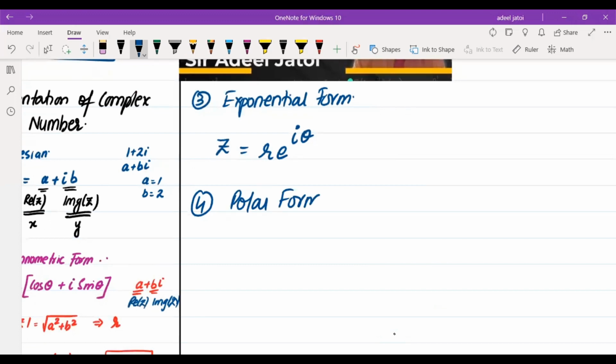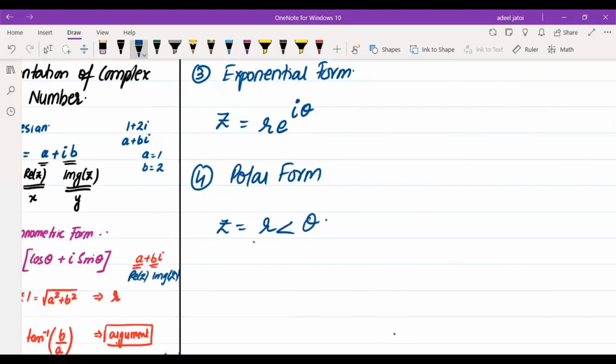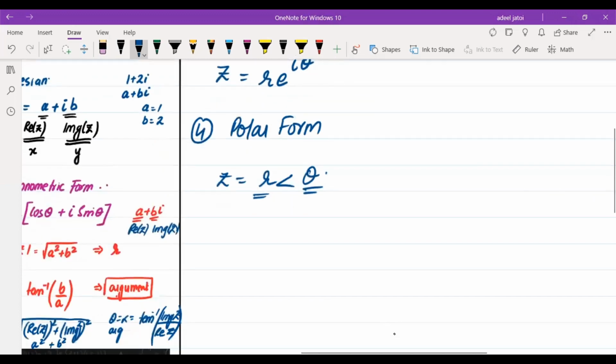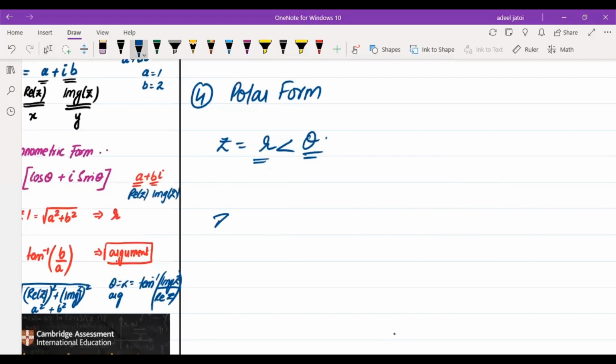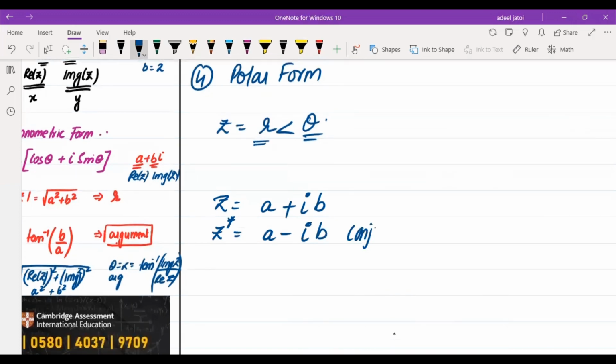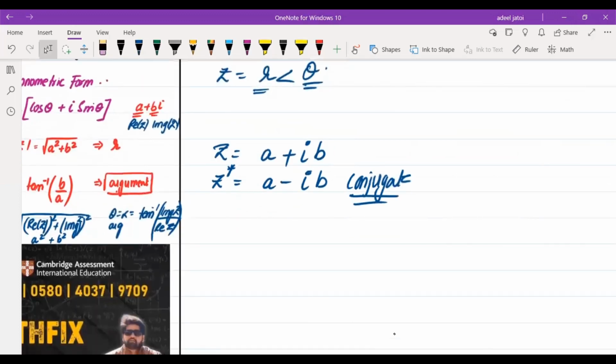The fourth form is the polar form, which is Z is equal to R, angle theta. That means R you'll be finding out the same way, theta you'll be finding out the same way. This representation will be known as your polar form. Remember that if Z is A plus iota B, then the second root for this should be A minus iota B. This will be the conjugate of the complex number Z.